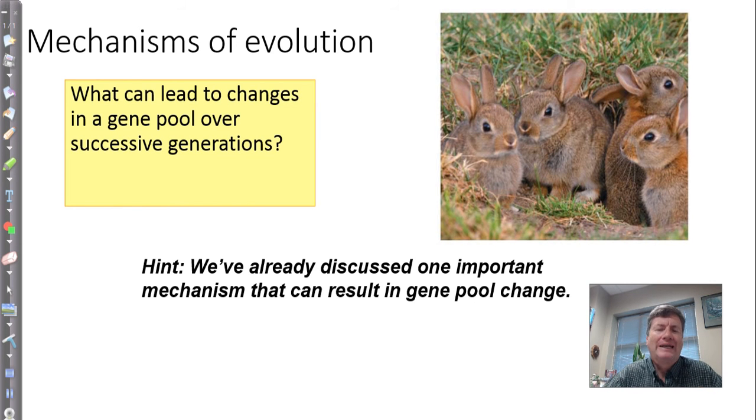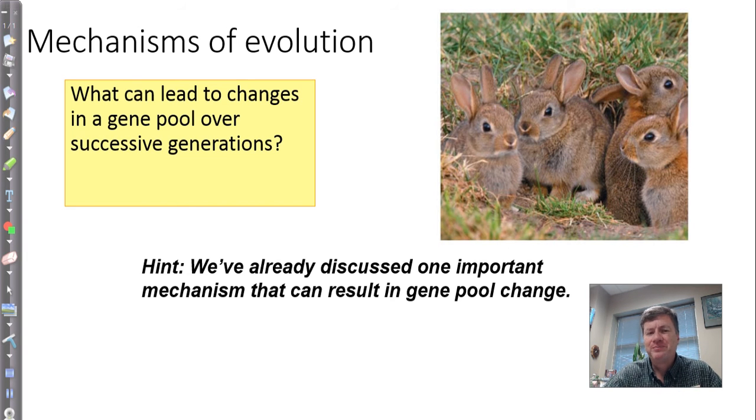When we talk about mechanisms of evolution, we've discussed one primarily that we'll get to in a second. There's actually multiple ways that populations can change over time. And when we ask what can lead to changes in a gene pool over successive generations, recall what a gene pool is from our class conversation. A gene pool is just all of the different versions of genes in a population.